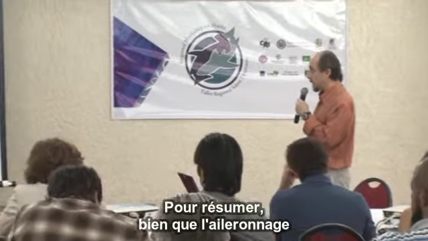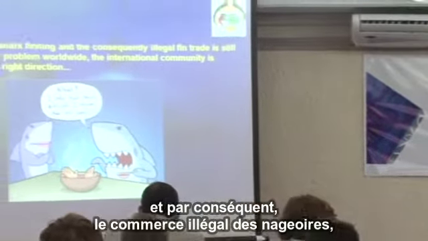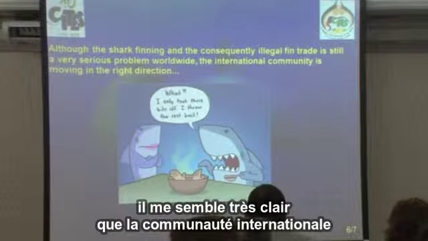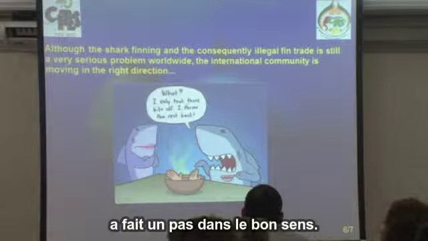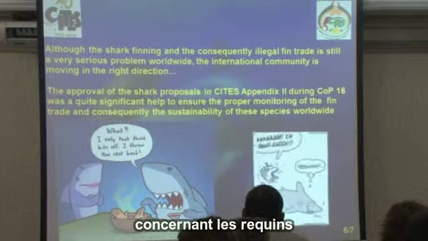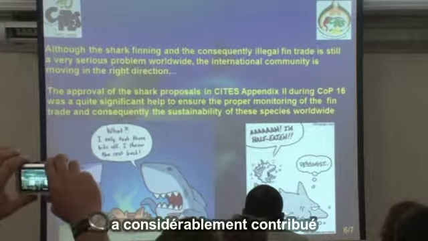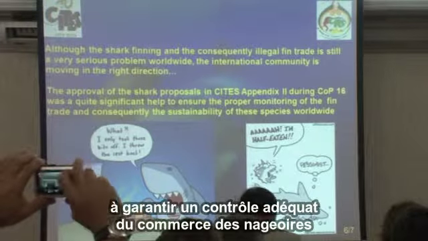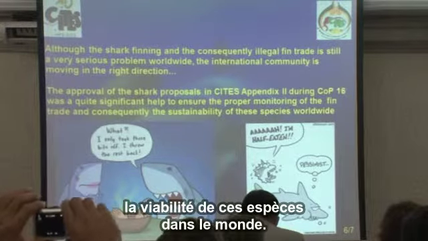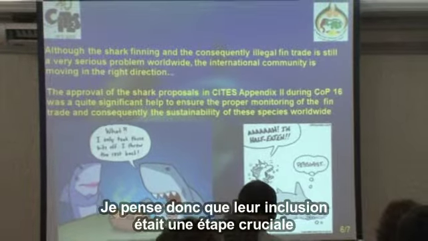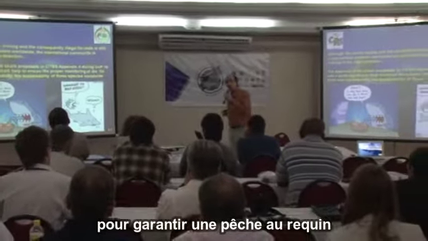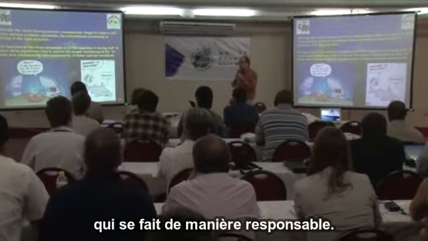So summing up, I believe that although the shark finning and consequently the illegal fin trade is still a serious problem, it's very clear to me that the international community is moving in the right direction. And in this regard, I believe that the approval of the shark proposals in CITES Appendix 2 during the last COP was quite a significant help to ensure the proper monitoring of the fin trade and consequently the sustainability of these species worldwide. So I believe that inclusion was a crucial step to ensure that the shark fishery can be done in a sustainable manner.